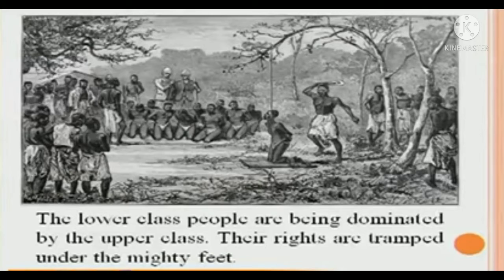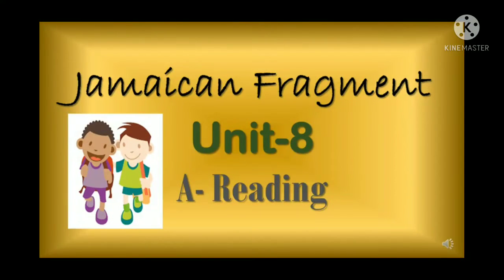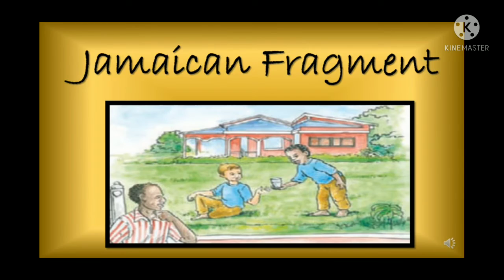So today our topic is about Jamaican Fragment. Fragment is nothing but pieces, making into pieces. In human relations, we are talking about reading a Jamaican fragment. Here are the two characters seen in the picture. One is white and the other is black. And a man is noticing all this and thinking about both of them. Now, let us enter into our topic, Jamaican Fragment, and discuss the lesson.